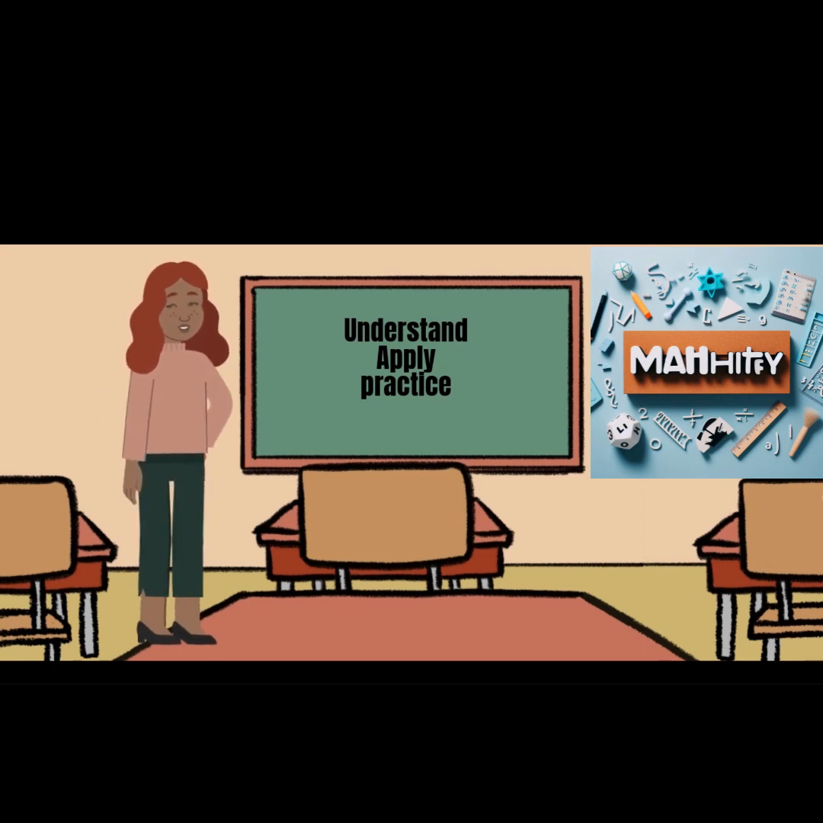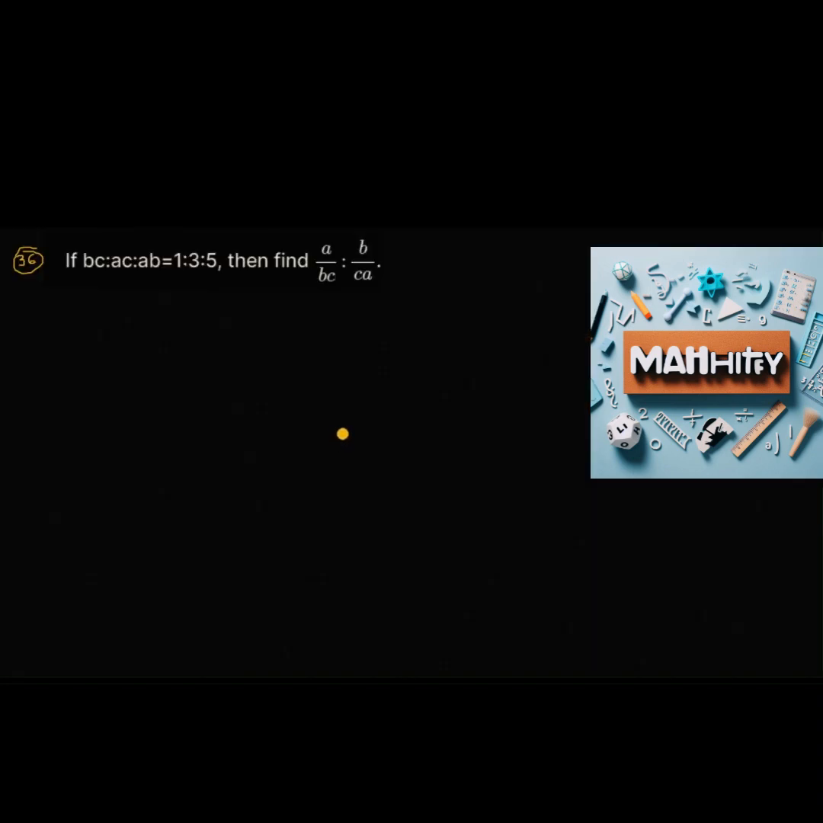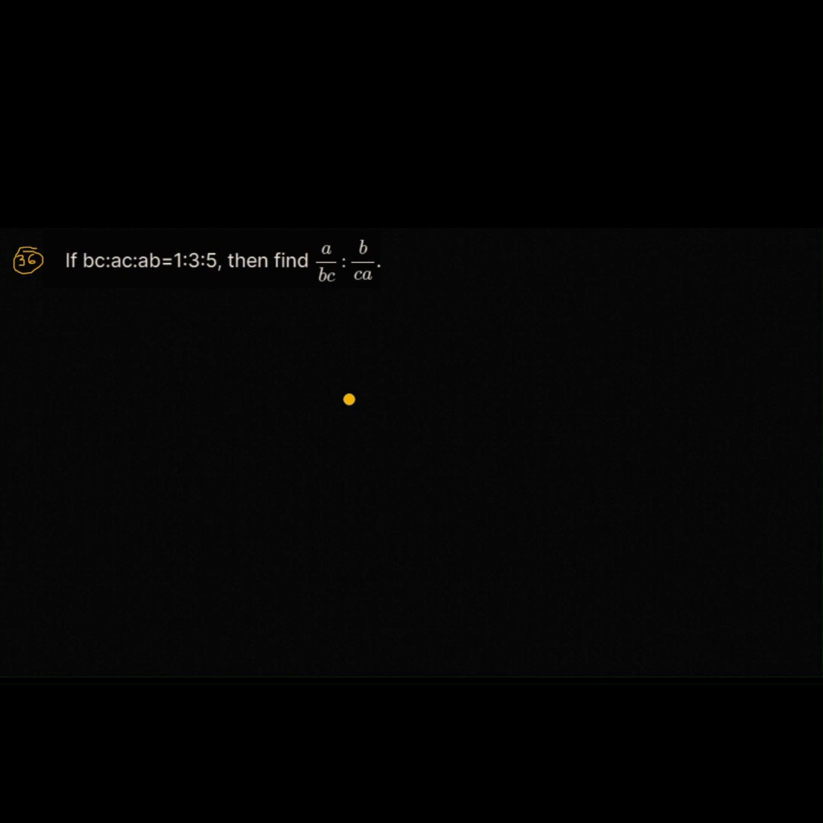Let's get started. Hello, math scholars. Today we are going to solve one of the questions from IIT Foundation Mathematics class 8. So this is the question, from the competition link from ratio and proportions and variations.